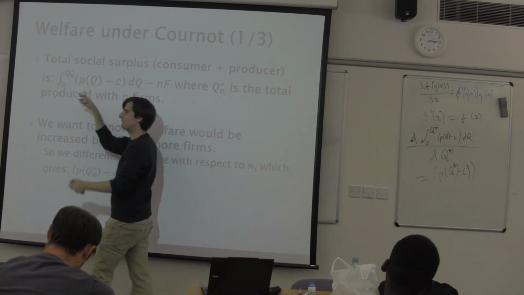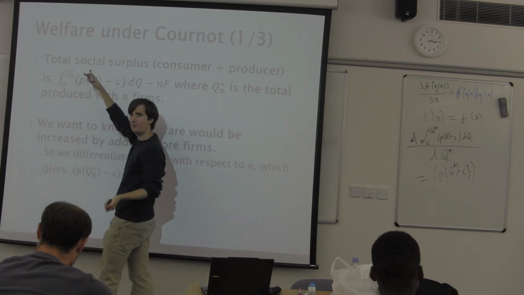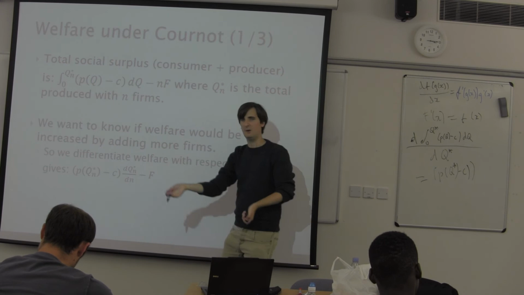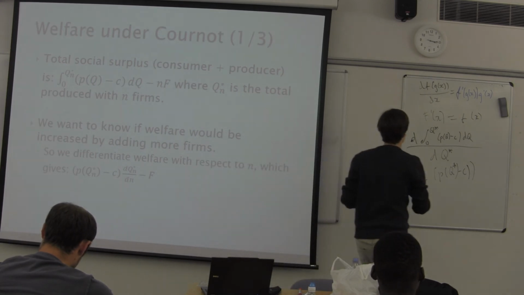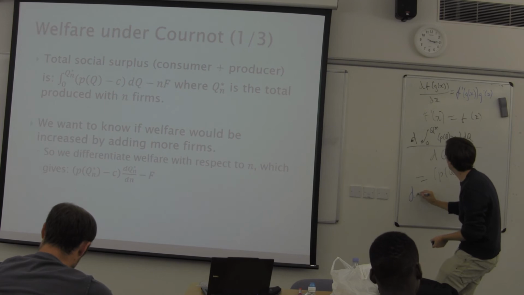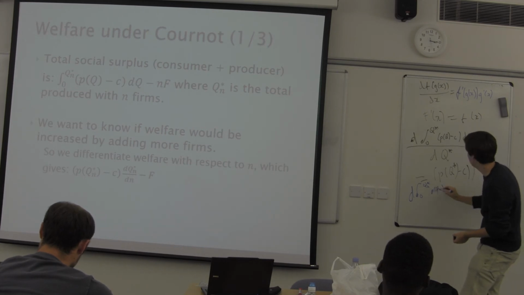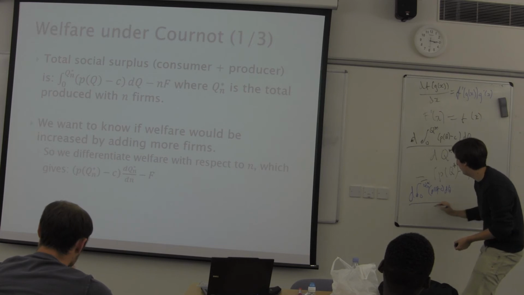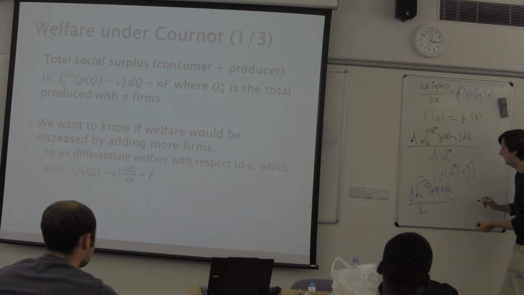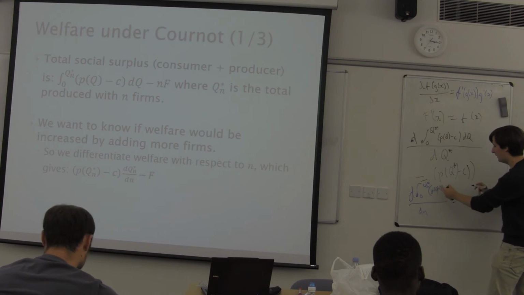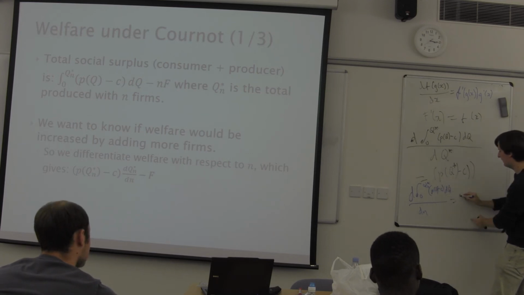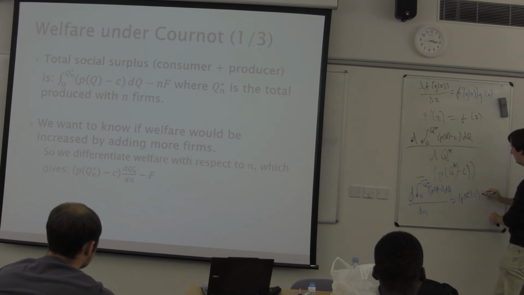So we're first going to do the derivative with respect to q, and then we're going to multiply it by the derivative of q with respect to n. So the derivative of this integral from 0 up to q n star of p q minus c dq with respect to n is going to be the derivative with respect to q, which we've already worked out as this thing, p q n, times the derivative of q n with respect to n.